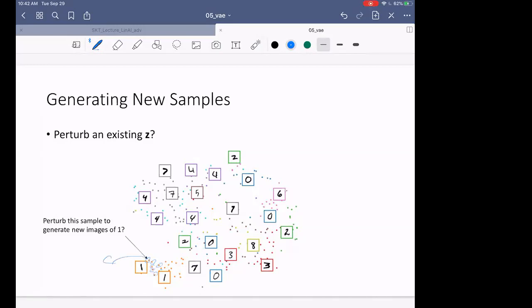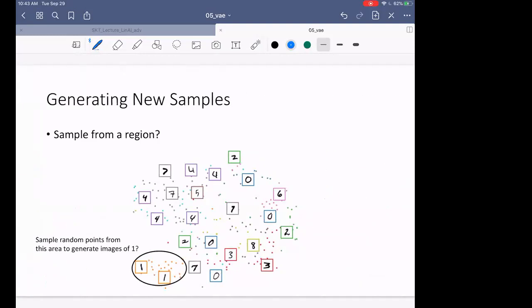So suppose this is a 2-dimensional Z, which is 0.5 and negative 1.2. Then hopefully, intuitively, 0.6 and negative 1.3 would probably be similar to the original Z. So this is your original Z, and this is your Z prime, which is a slightly perturbed Z. And it's reasonable to believe that this is a new sample. So you could do that, or you could try to sample a random point from this area.